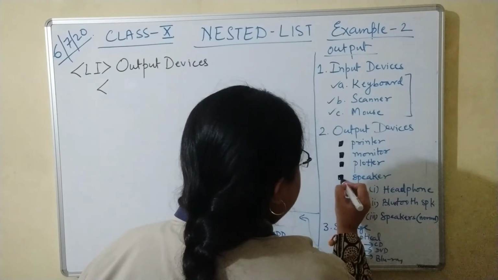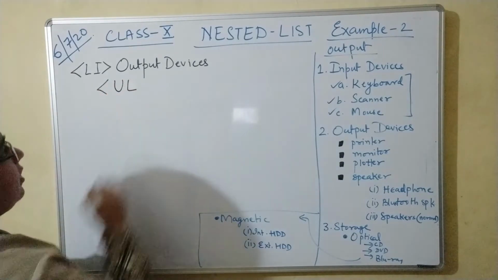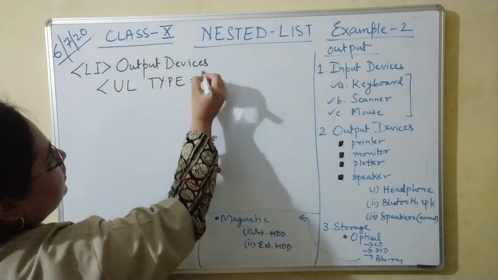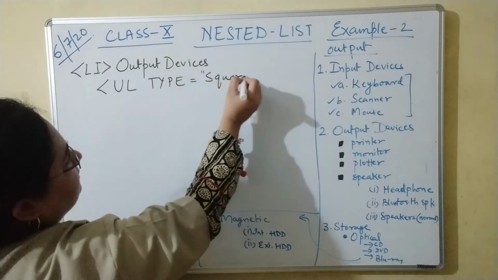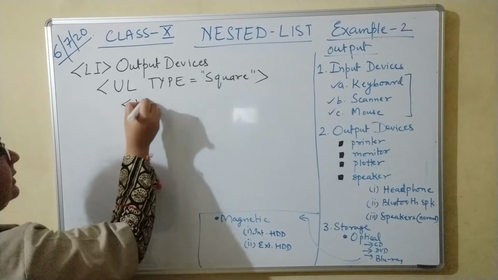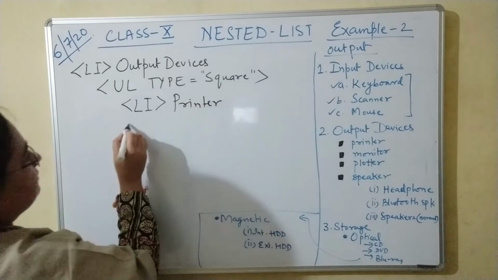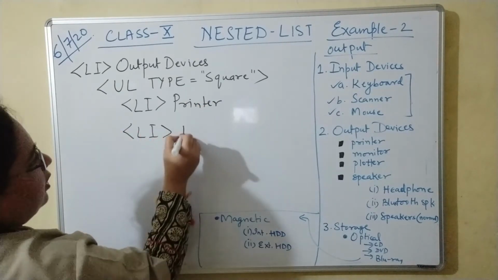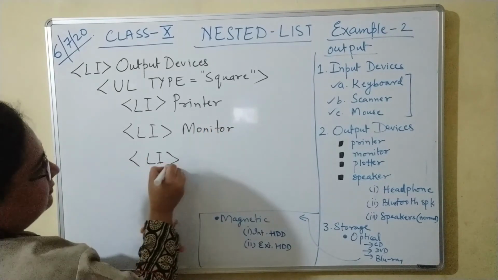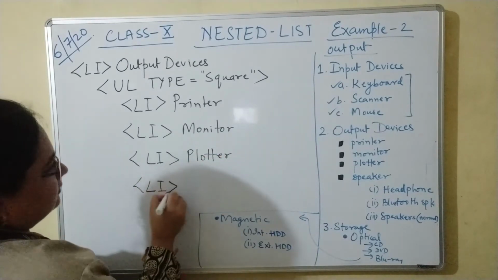This is what I want on the screen. So for this I will be using UL, because it's an unordered list, type equals square. This is my sublist, and let us start with the first element here, LI printer, monitor, plotter, and speaker.